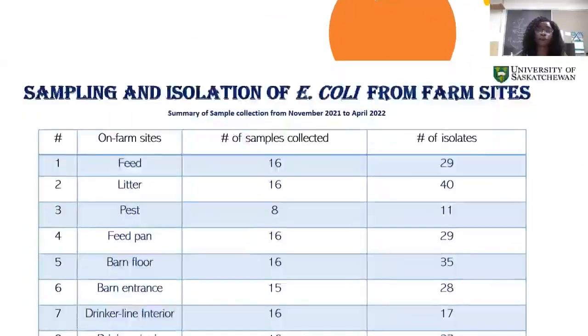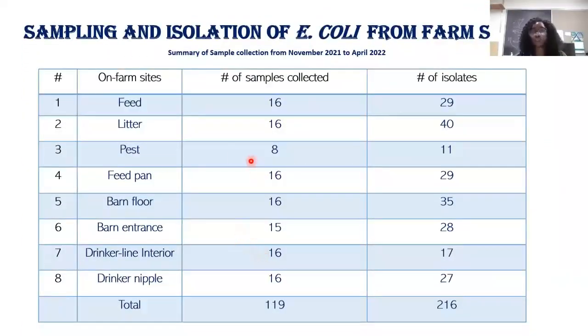So for my results so far, we've not really done much except for the molecular part, which happens to be just generating the library and sequencing. So far, we've been able to collect a total of 119 samples from 8 different farm environments. And then we've been able to get 216 E. coli strains from these sites.